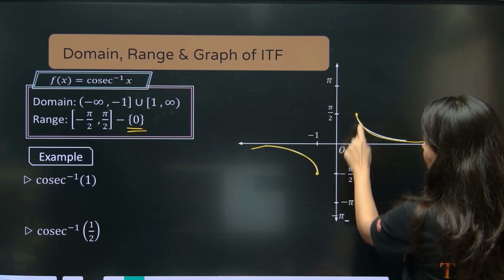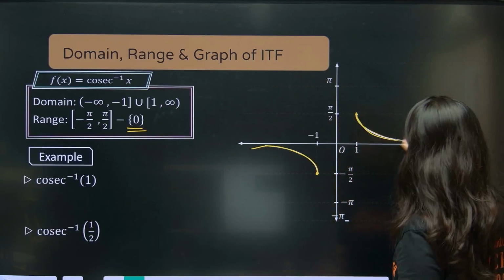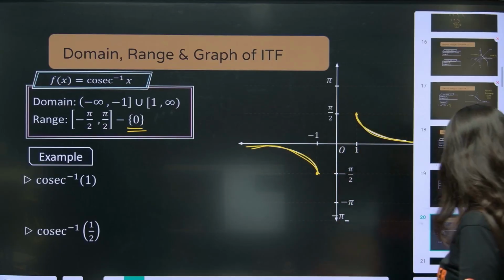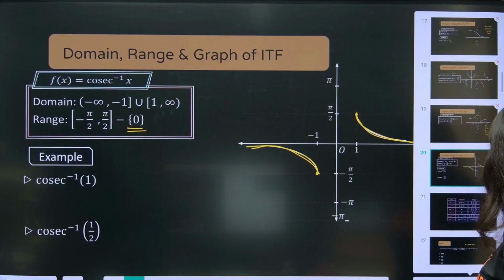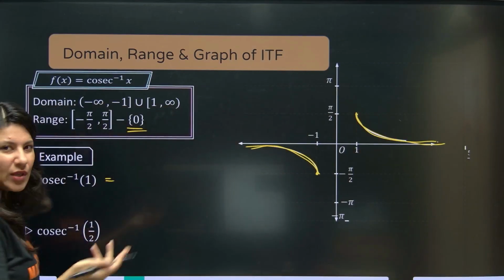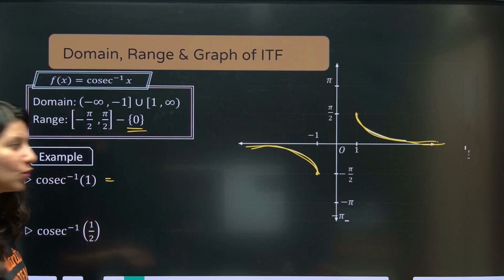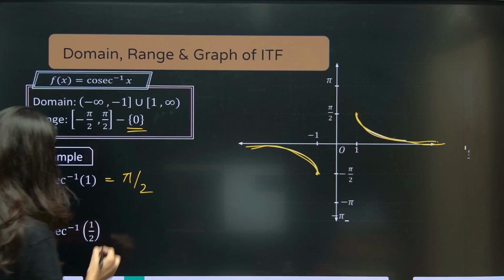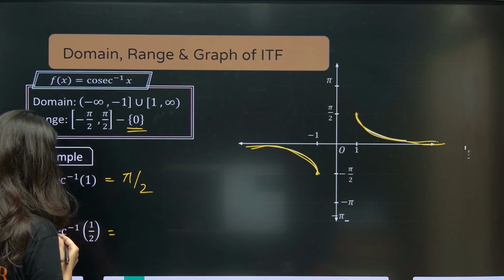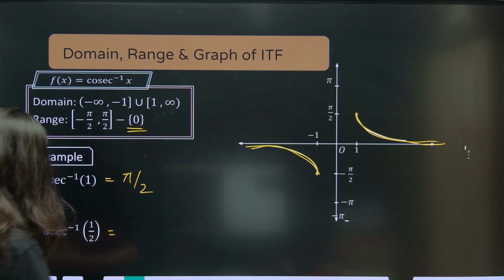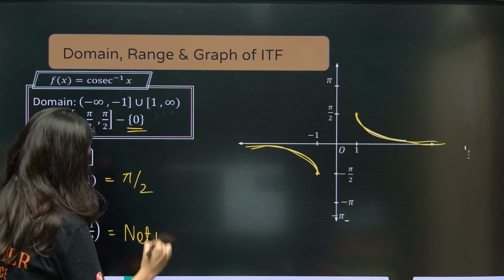See, this is 1 and pi by 2. So pi by 2 to 0, or minus pi by 2 to 0, like that. So 0 will go to infinity. Now you will be thinking, acha, cosec inverse 1, can you tell me, ma'am? Cosec inverse 1 is the same as sin inverse 1, which is pi by 2. And cosec inverse half will be equal to sin inverse half. Tell me, what is the value? Cosec theta half means sin theta is equal to 2. Not possible. Not possible.